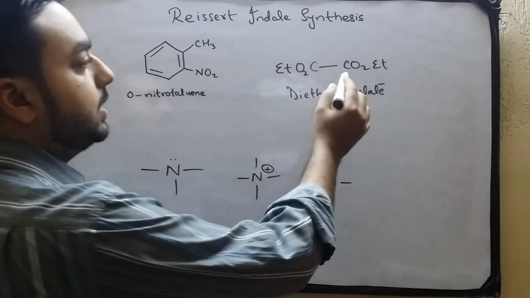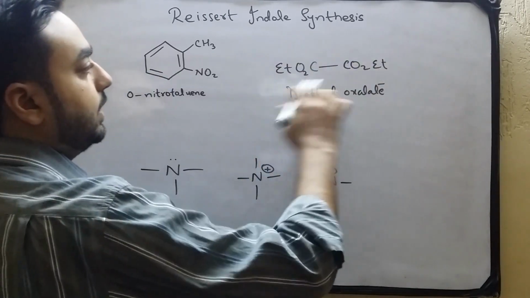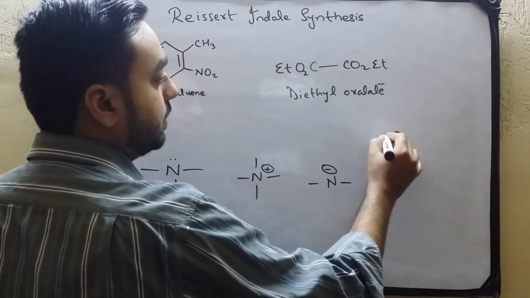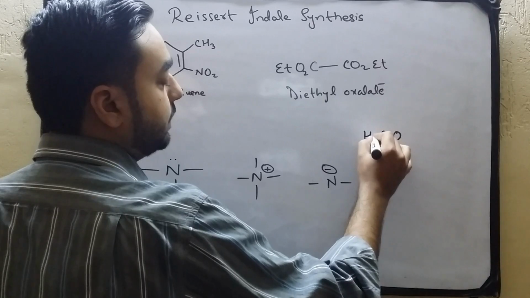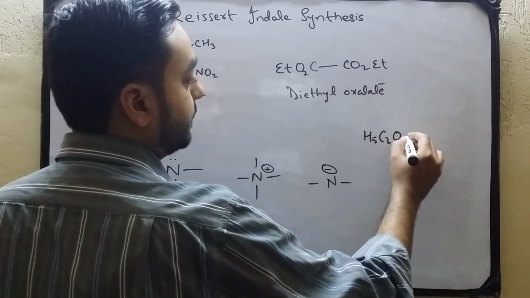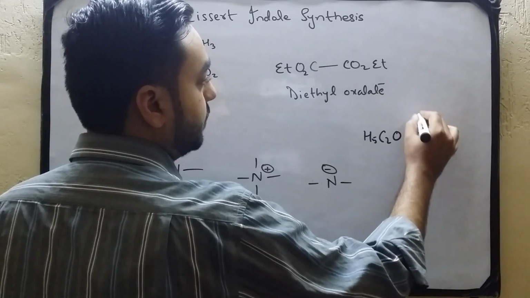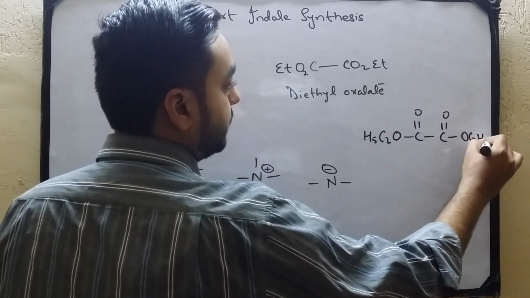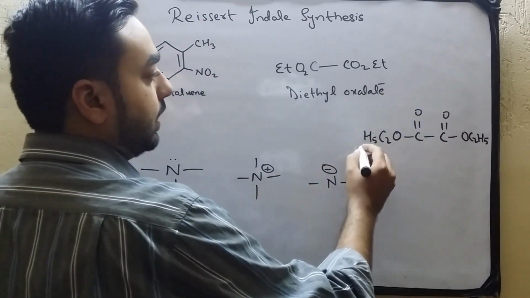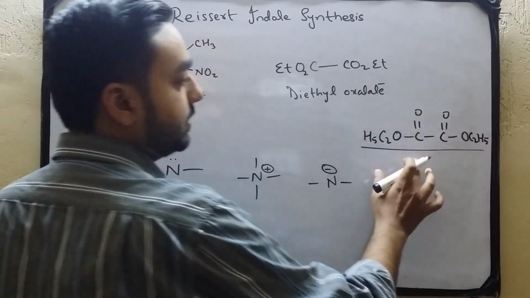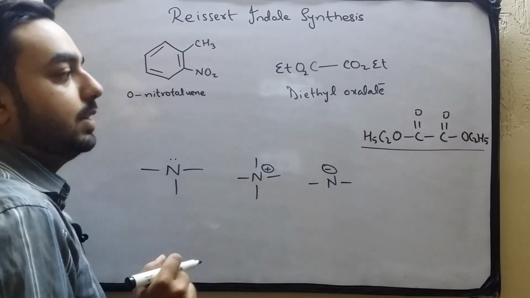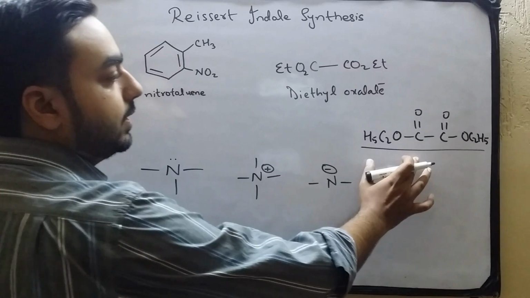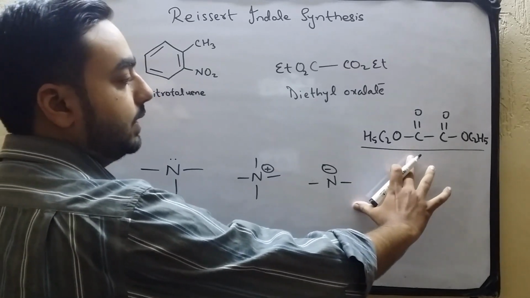Do not get confused by this CO2 ethyl. I can write this whole structure as O C2H5 and C double bond O. Here C double bond O and OC2H5. So this is the expanded structure of this diethyl oxalate. So it's up to you which structure you want to write. So this is diethyl oxalate, and I will use this ingredient in the whole synthesis.